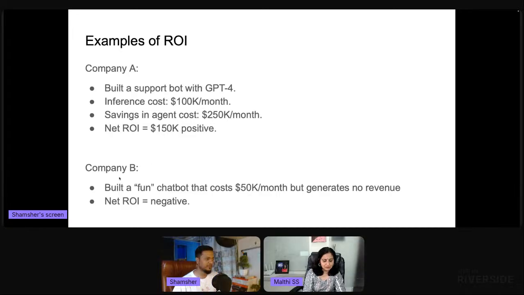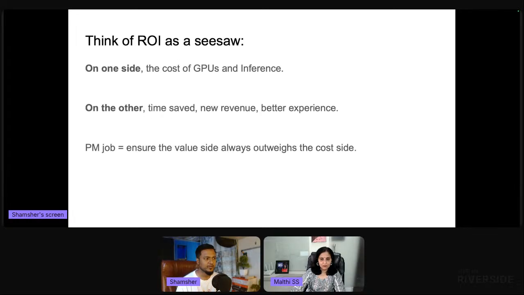Now take an example of company B. They just built a chatbot because it's easy to build. They use OpenAI's API, build a chatbot, and put it in the market. That is costing 50K per month, but you're not adding any value to customers. So it's not generating any revenue, which means your ROI is negative. This is how you try to calculate the ROI of your product.